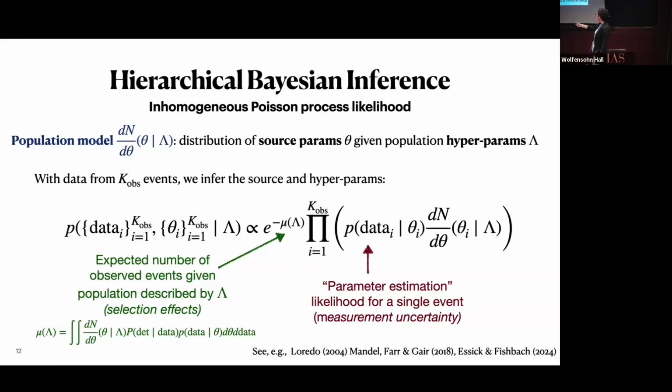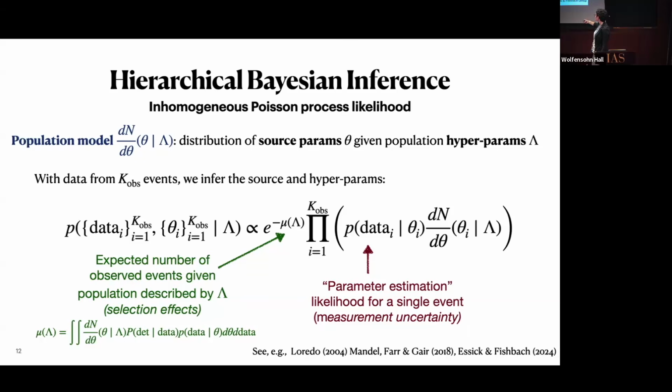And here, this is similar to the VT times R term we had before. This is the expected number of observed events given the population described by lambda. This is the thing that's encoding your selection effects. This is the parameter estimation likelihood for a single event. That's what's encoding the measurement uncertainty. And this is just your population model given your lambda.